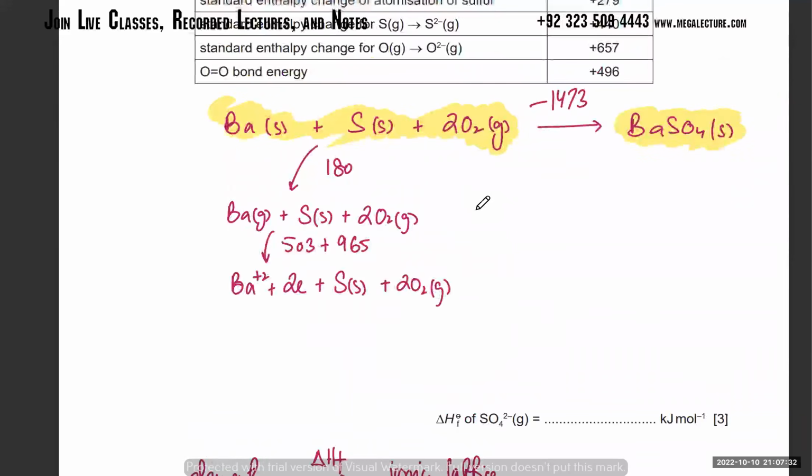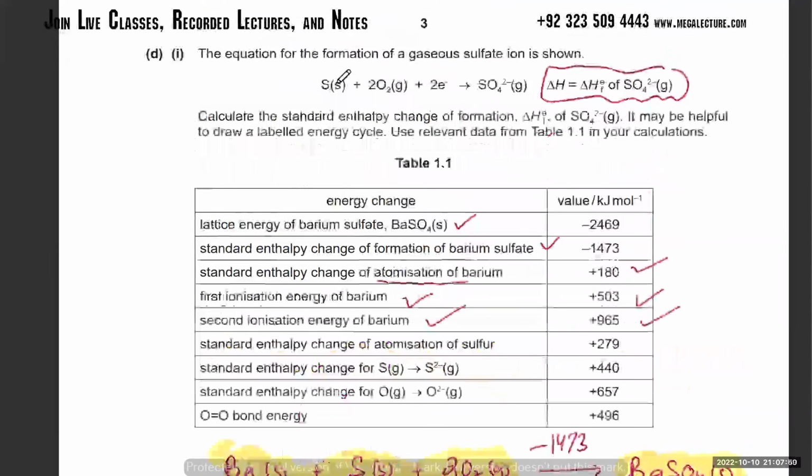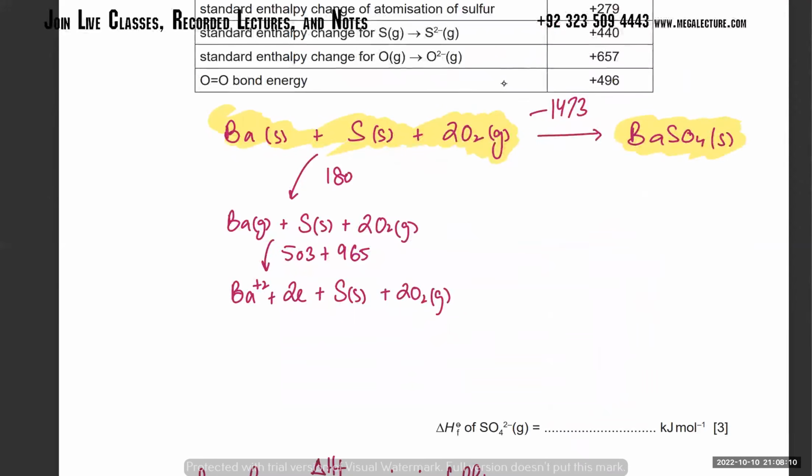Now, what I've done is the atomization of barium, and the ionization of barium as well. I haven't touched sulfur, and I haven't touched oxygen. And there's a reason for that. They want me to calculate this thing: sulfur solid plus 2 oxygen gas plus 2 electrons turning into SO4 minus 2. Somewhere in the cycle, I need to incorporate this, because this is the unknown enthalpy change which I'm trying to figure out. I have exactly the same thing: sulfur solid, 2 electrons, and 2 oxygen molecules.